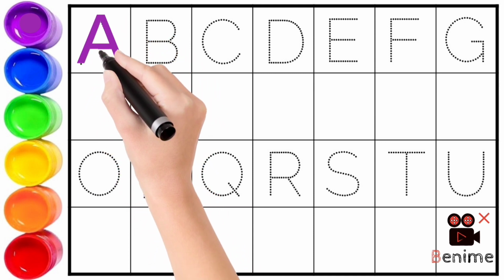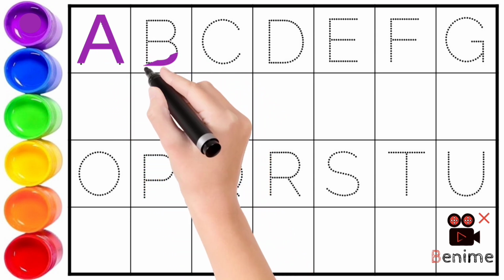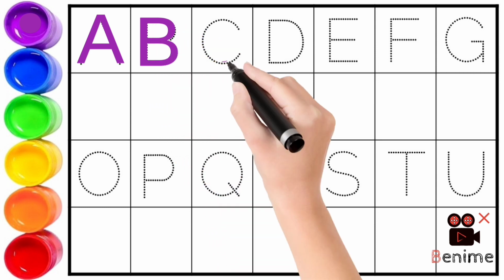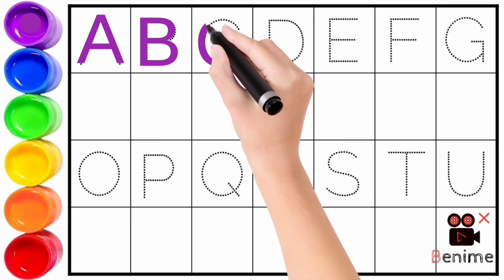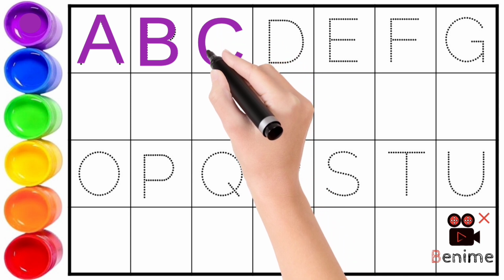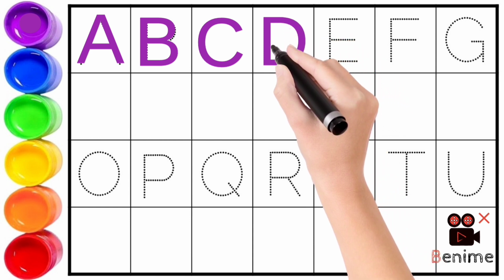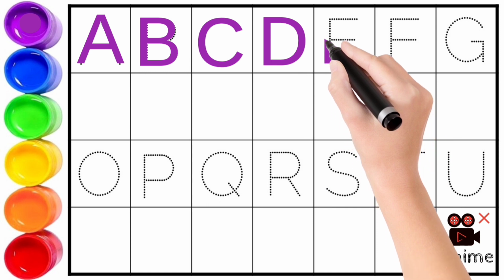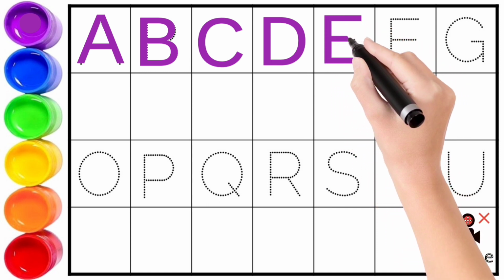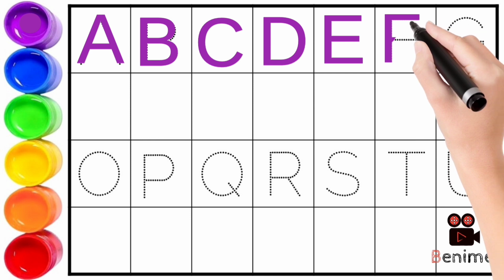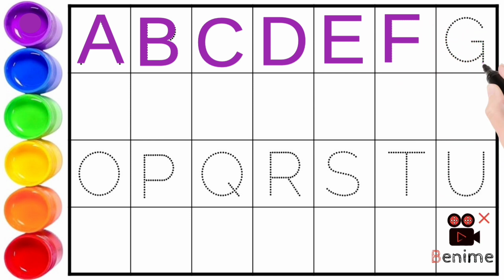A for apple. B for ball. C for cat. D for doll. E for elephant. F for fish. G for grapes.